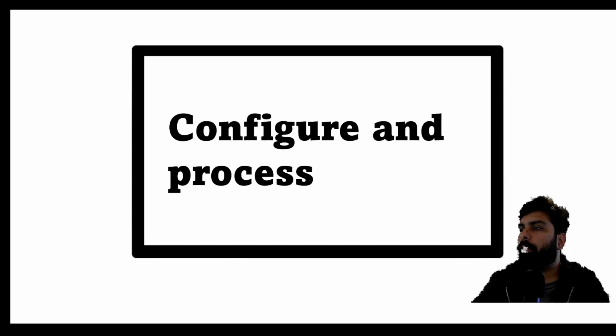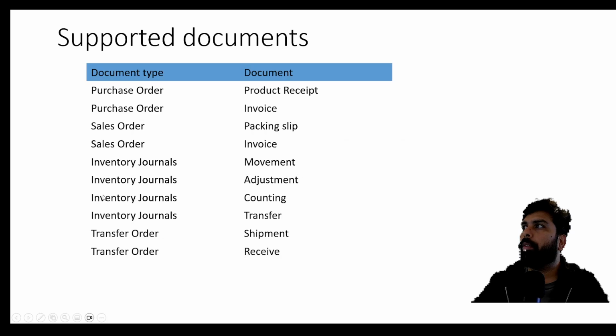Once that is done, let's talk about how we can configure this and process the transactions using it. Before we start talking about how we can configure, we need to see what the different documents are which are supported using this particular add-in. So this is the list of documents which are supported as of now. Microsoft is continuously working on this. As of now we do not have the production order or the manufacturing processes as part of this, but I'm sure in future they are going to add those document types as well.